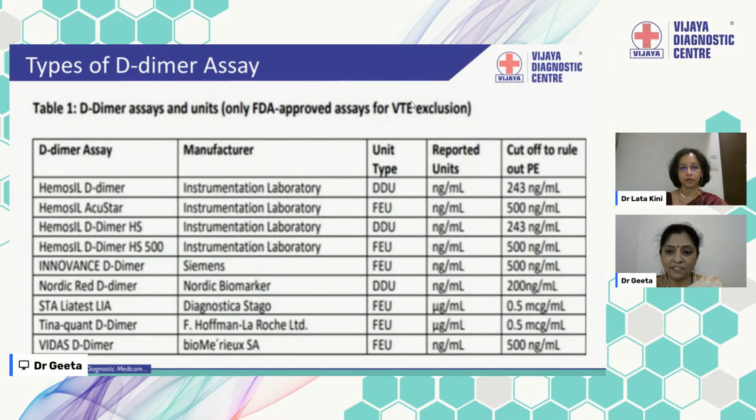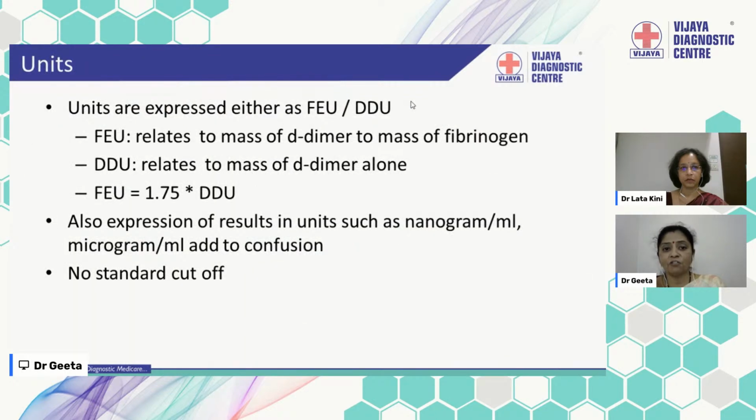There is no proper standardization. The units that are used are either FEU or DDU. FEU is mostly related to the mass of the fibrinogen and DDU relates to the mass of the D-dimer alone. Normally, FEU is almost equivalent to 1.75 times of DDU. However, FEU and DDU should not be interchanged. As per the recommendations of the CAP, these units have to be maintained as given in the kit insert for that particular kit, as the direct extrapolation of these units is not straight.